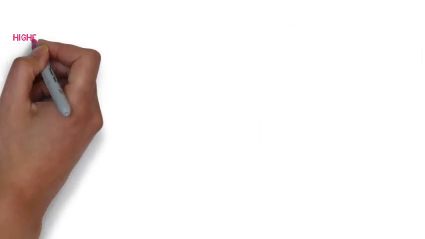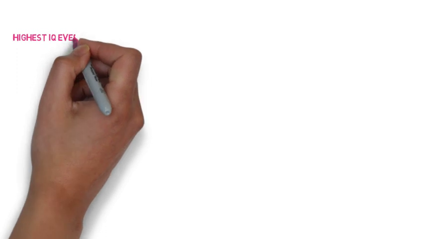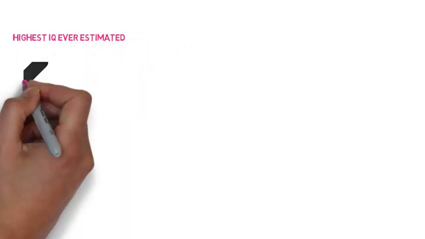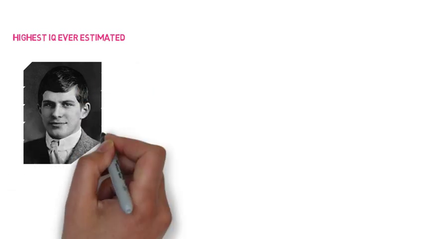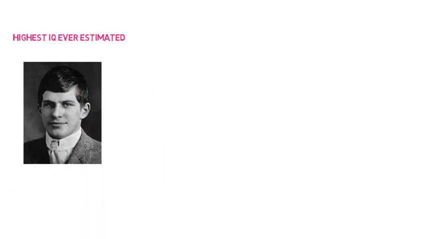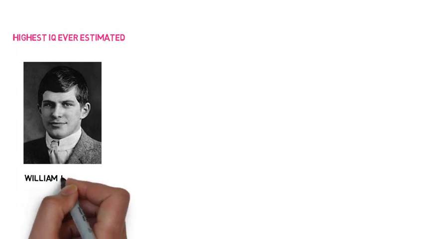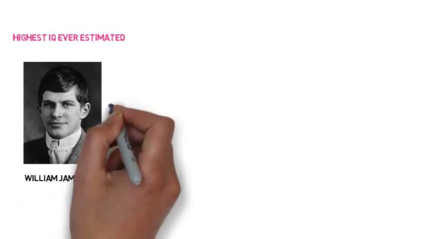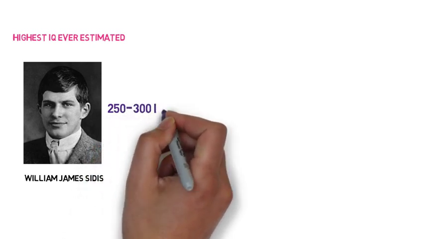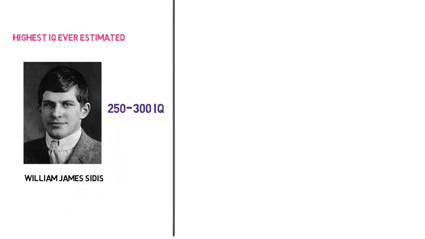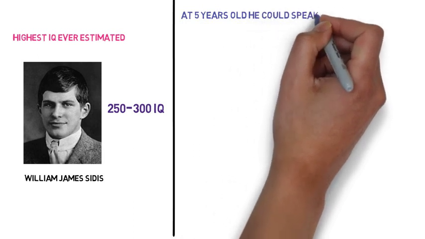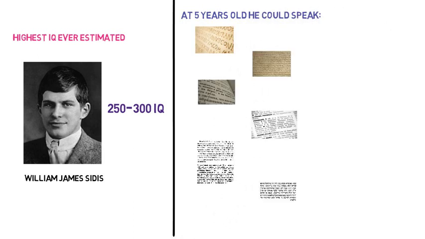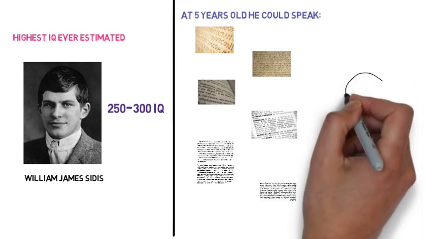For example, the highest IQ ever estimated, now estimated meaning he didn't actually take the test, but his IQ was assumed to be in this range, belonged to the brain of a man called William James Sidis. His IQ was estimated to be between 250 to 300, which is absolutely insane. He could do some seriously impressive things. By the time he was 5 years old, he could use a typewriter and had learned to speak Latin, Greek, Russian, French, German, and Hebrew.